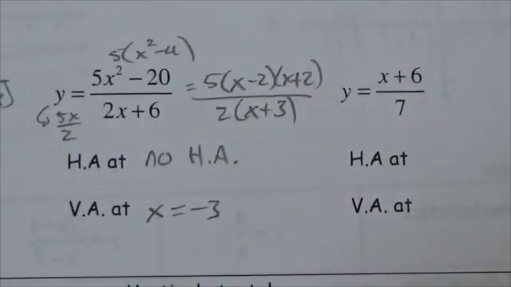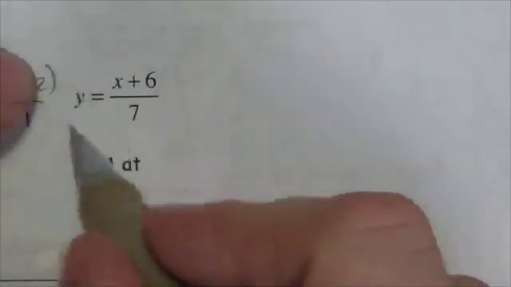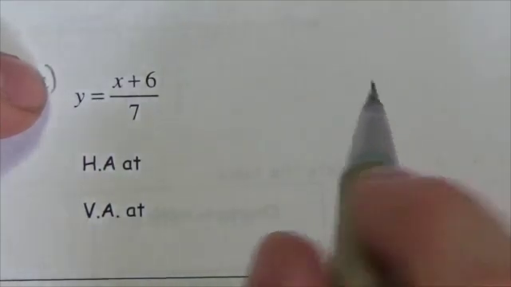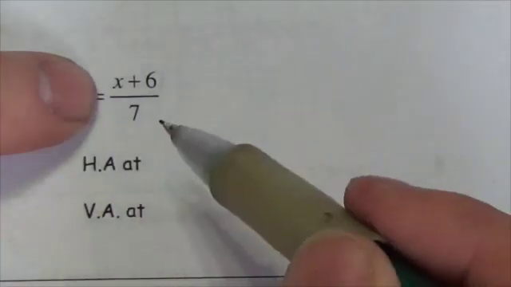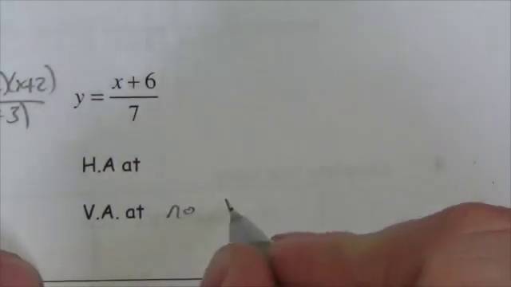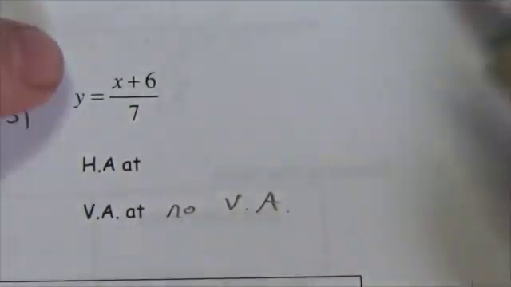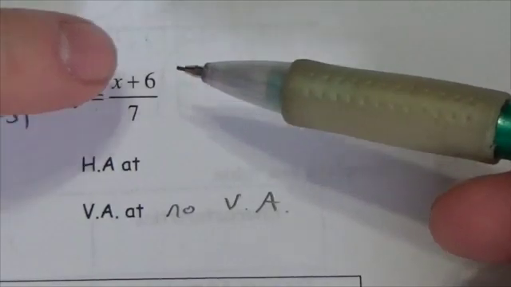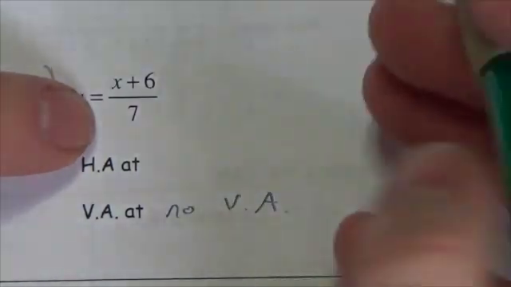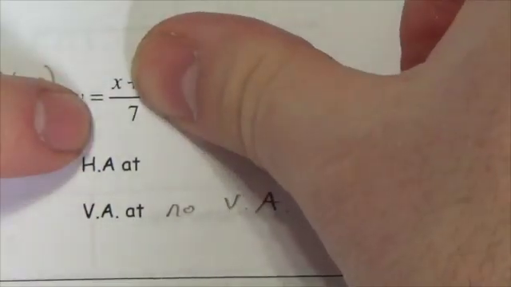That's fine. It's okay to have that kind of an answer. Let's take a look at this last one here. Where is this thing undefined? Nowhere. There's no x in the denominator. The denominator is 7. Well, 7 doesn't lead to an undefined value here, so there's no vertical asymptote. What's the degree of the numerator? The degree is 1. What's the degree of the denominator? It's 0. Okay? 7 is the dominant term.